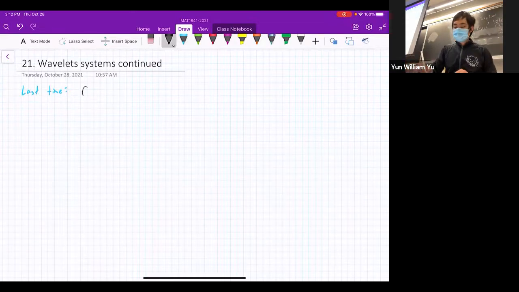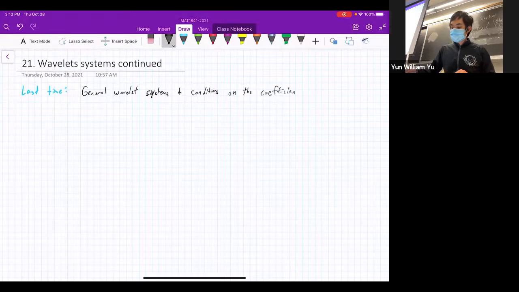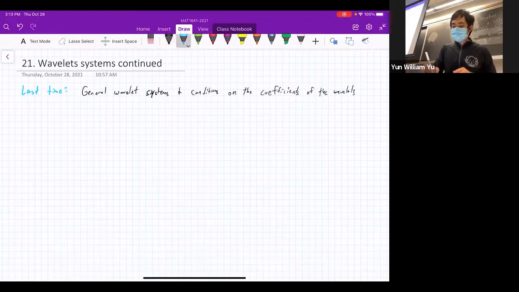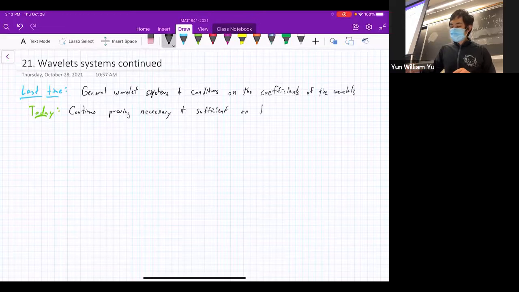Well, we started talking about general wavelet systems and the conditions on the coefficients of the wavelets, and of the dilation equation. So today we're going to keep on doing that. Today we're going to continue proving necessary and sufficient conditions on those coefficients.